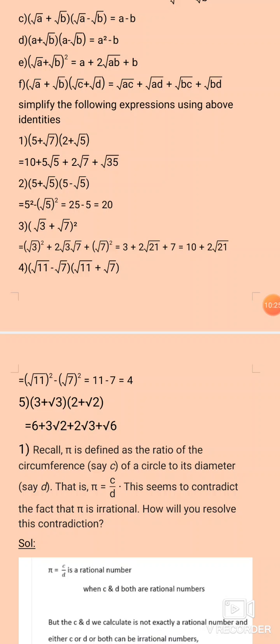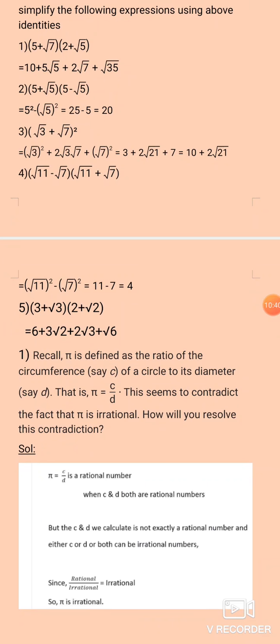C by d means we can represent it in the form p by q. But we know pi is irrational. This seems to contradict the fact that pi is irrational. How will you resolve this contradiction? That is the question. Now listen. Pi is equal to what? Circumference by diameter, is a rational number when C and D both are rational numbers.